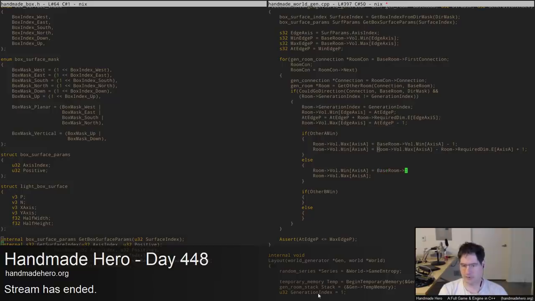We know that if we were going to align to the max, then what we would do is take whatever the max was, move one out from that, and then do the exactly symmetric process here. Right? And that's it.